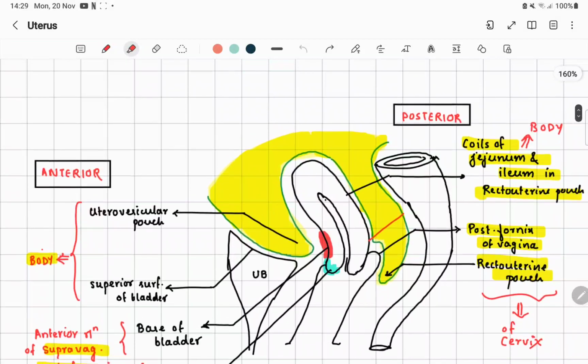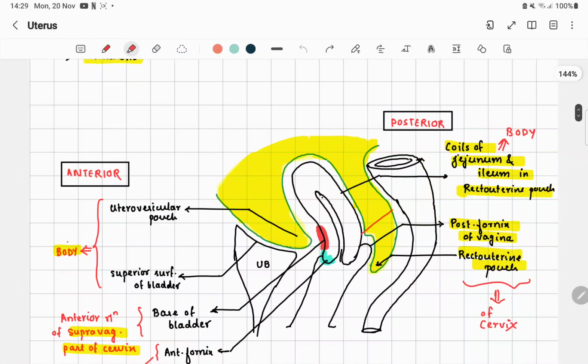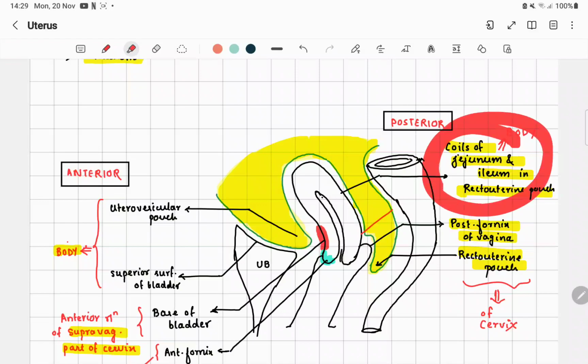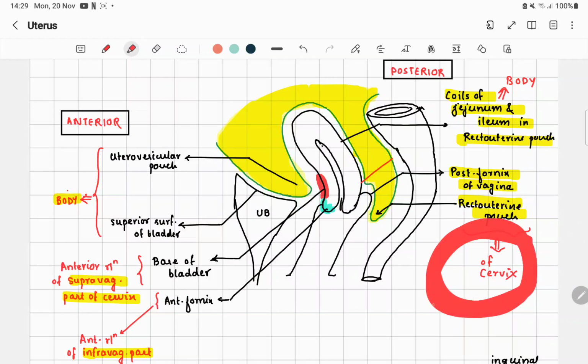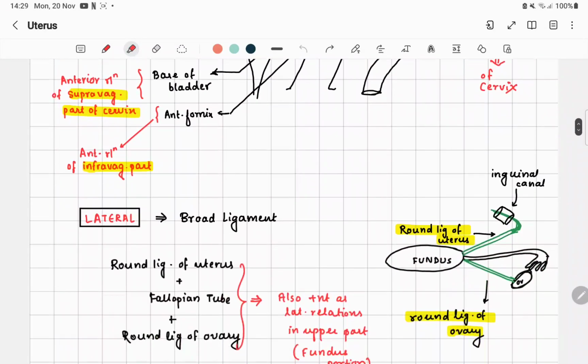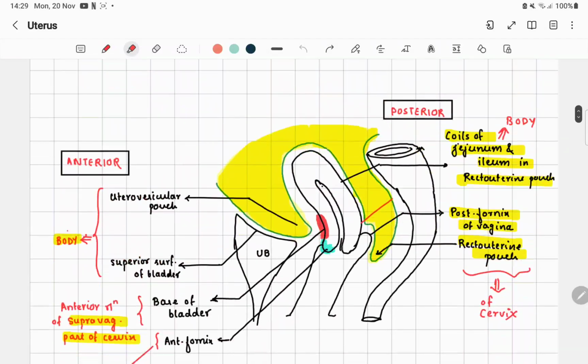The posterior relation of the body will be your coils of jejunum and ileum, which will be forming the posterior relation of the body. And the posterior fornix and the rectouterine pouch, which is also called the pouch of Douglas, are forming the relations of the cervix. So you can write the relations of all these parts.